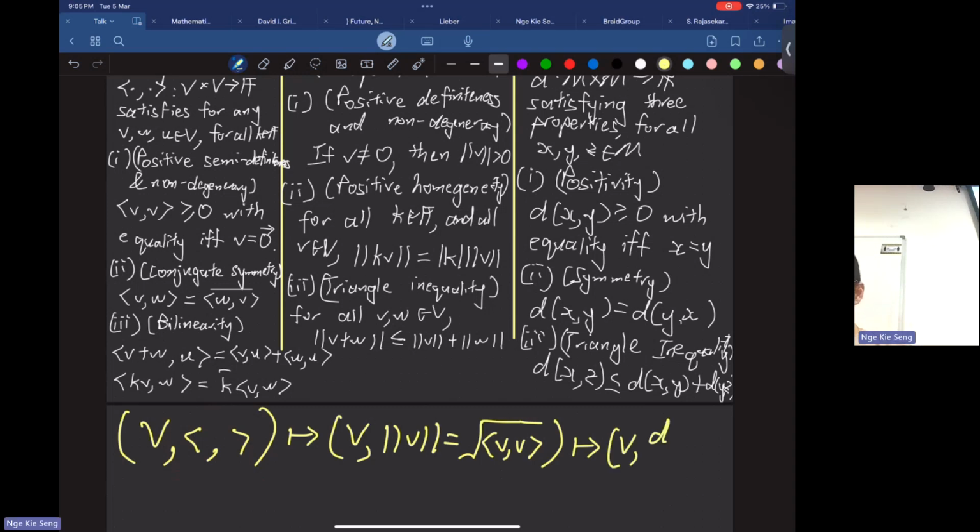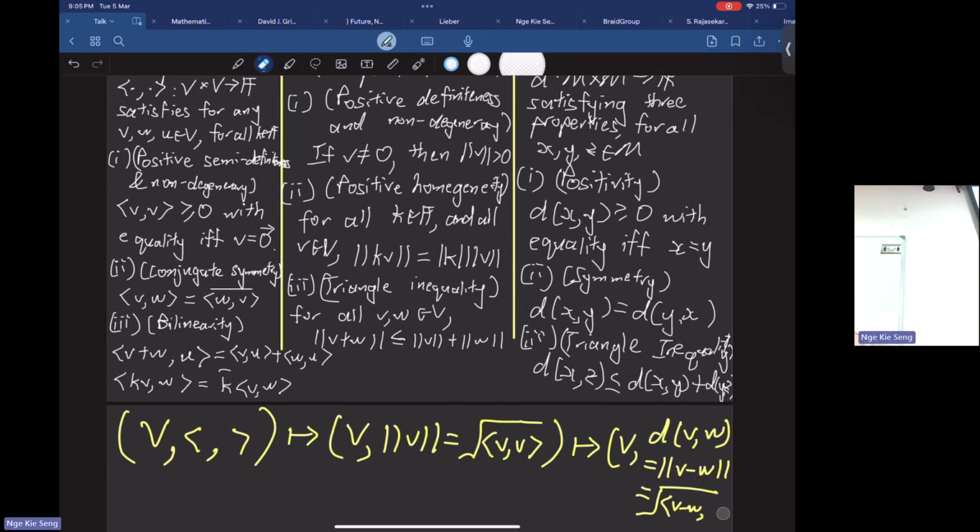Okay, what's the distance between two vectors? From the norm, how do you tell me? You just compute the length of the difference. So you can take the definition of a metric to be the norm of V minus W, or you can take the square root of the inner product between V minus W and V minus W.